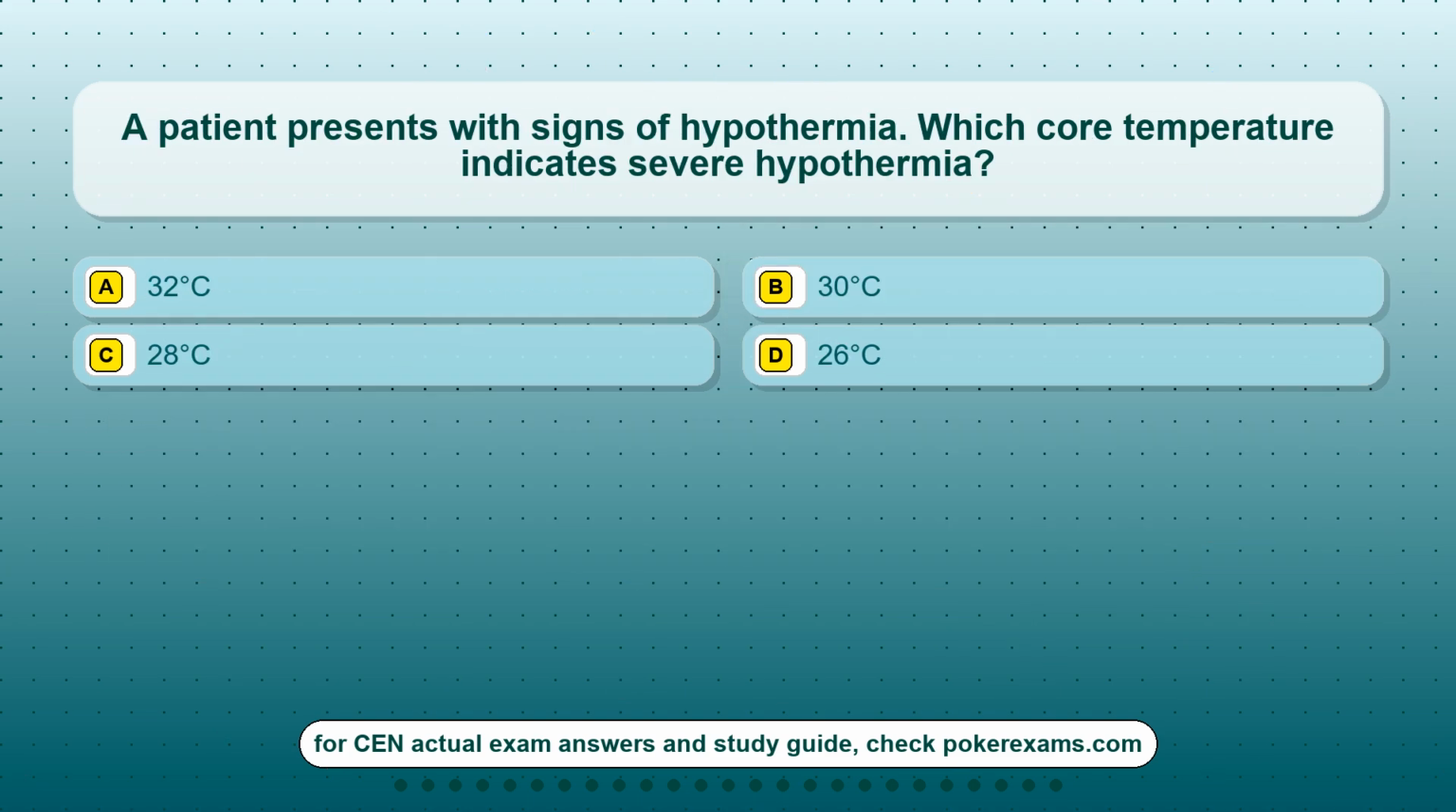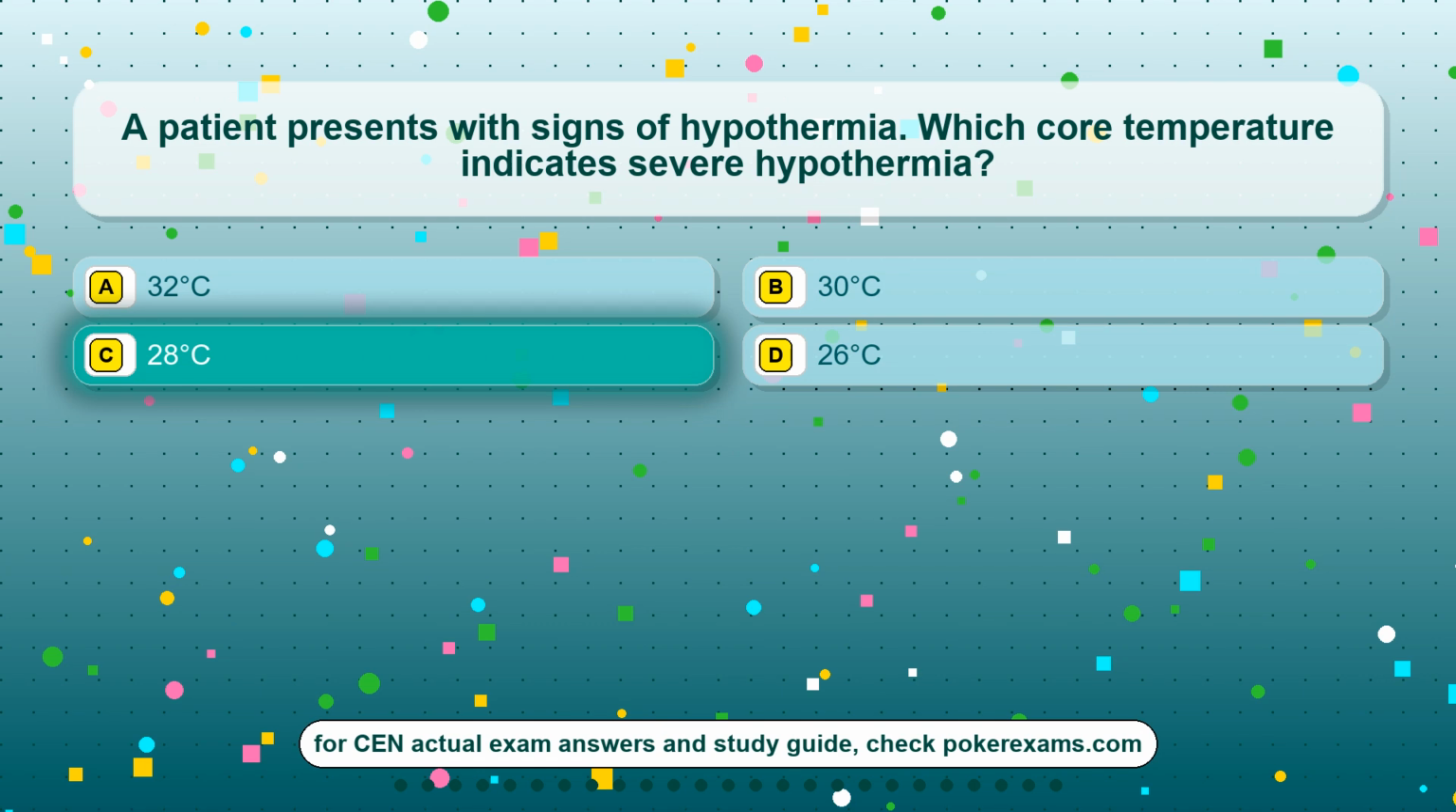Question 14. A patient presents with signs of hypothermia. Which core temperature indicates severe hypothermia? Option A, 32 degrees Celsius. Option B, 30 degrees Celsius. Option C, 28 degrees Celsius. Option D, 26 degrees Celsius.